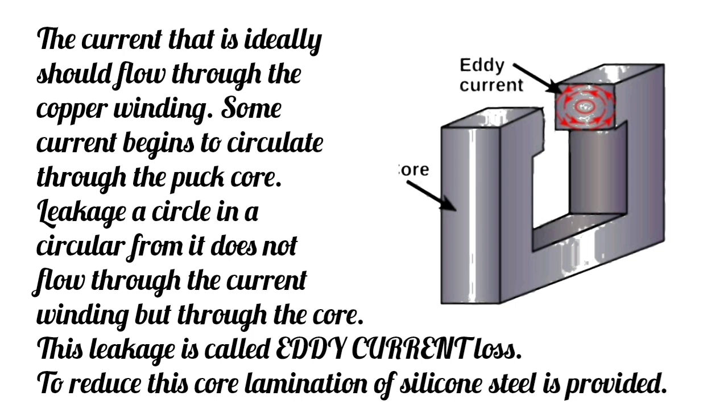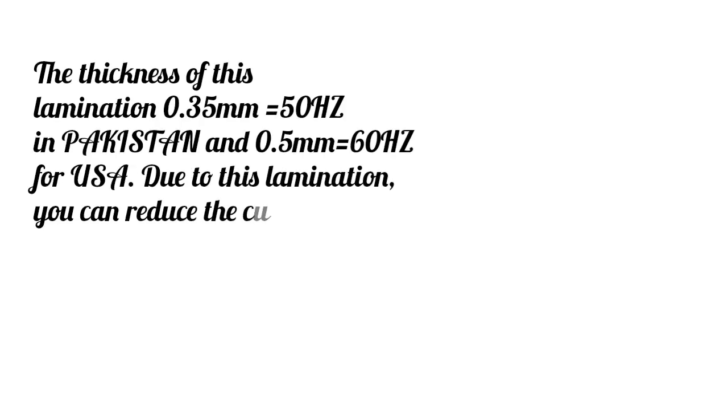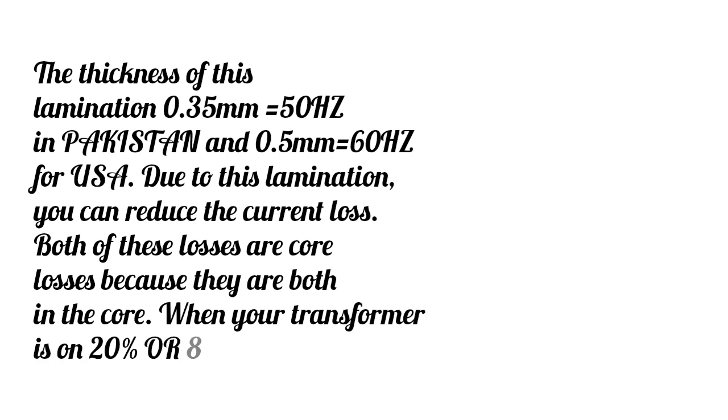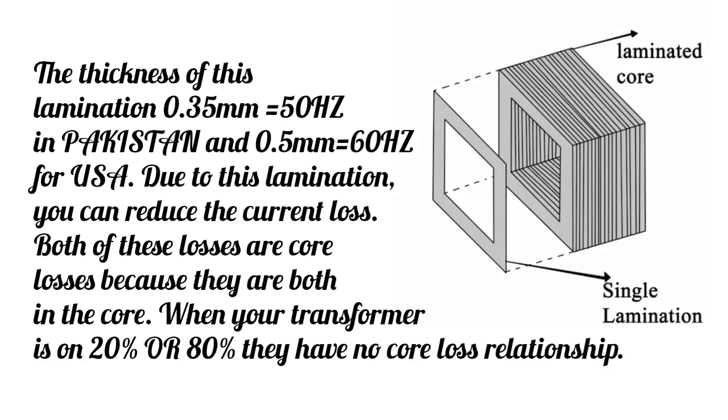To reduce this, core lamination of silicon steel is provided. The thickness of this lamination is 0.35 mm for 50 Hz in Pakistan and 0.5 mm for 60 Hz in the USA. Due to this lamination, you can reduce the eddy current loss. Both of these losses are core losses because they are both in the core.